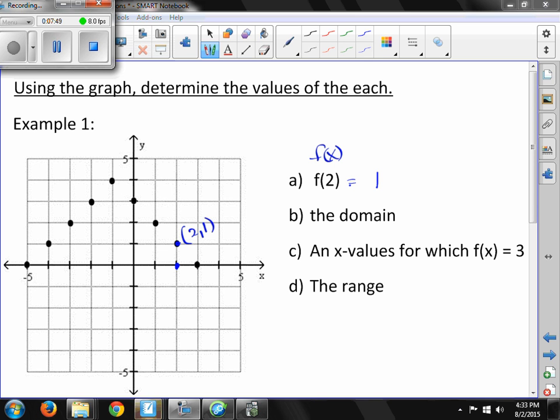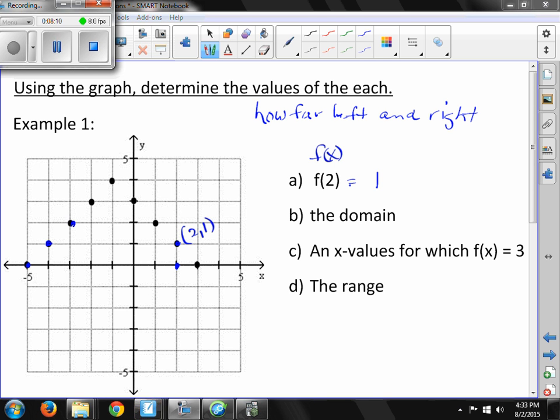We're looking for the domain. How far left? How far right does the graph go? Well, let's see. How far left does this graph go on the x-axis? It goes to negative 5. Our second point has an x value of negative 4.